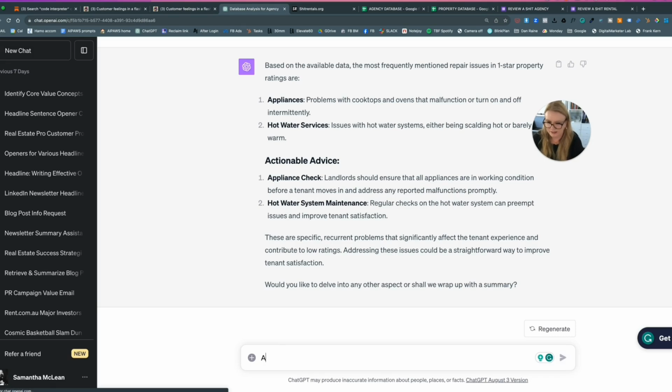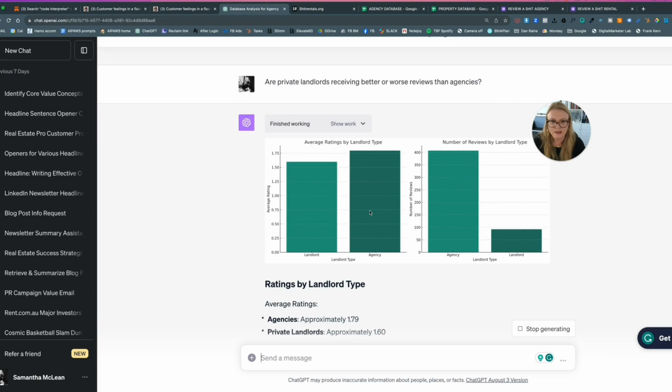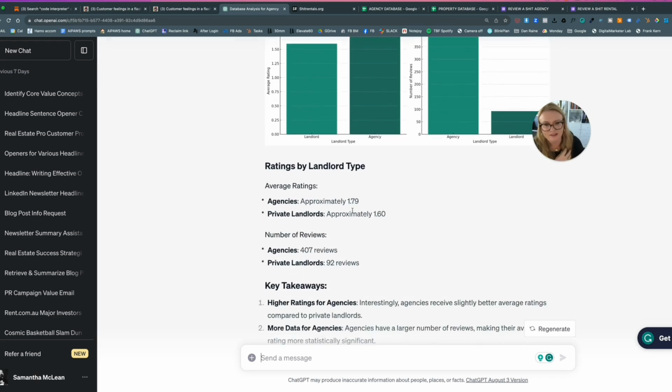Another question I wouldn't mind asking is, are private landlords receiving better or worse reviews than agencies? Okie doke. All right, average ratings by landlord type. Okay, so we can see that we've got far more agency reviews than landlord reviews, but the average rating by the looks of things of a self-managed landlord is lower than an agency. I don't know whether that looks like there's a quarter of private landlords versus agencies.